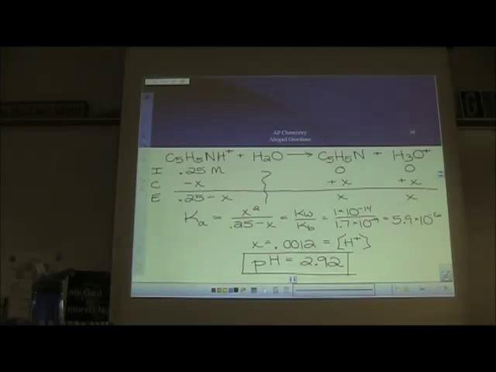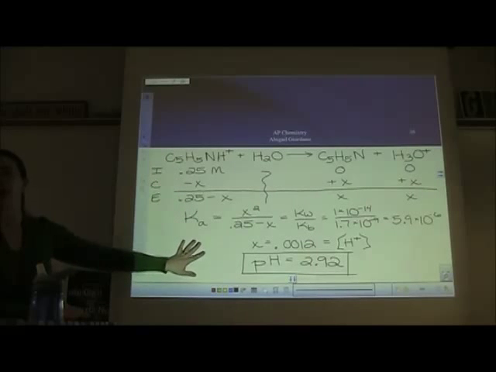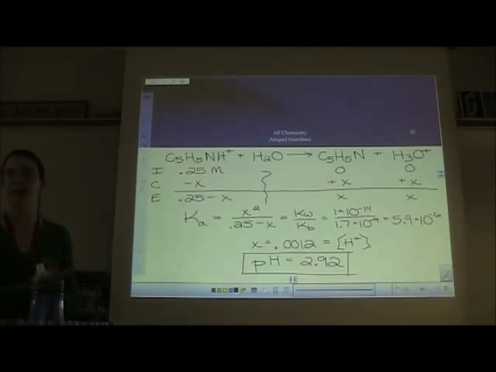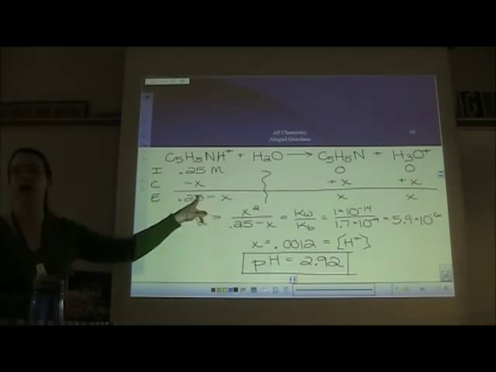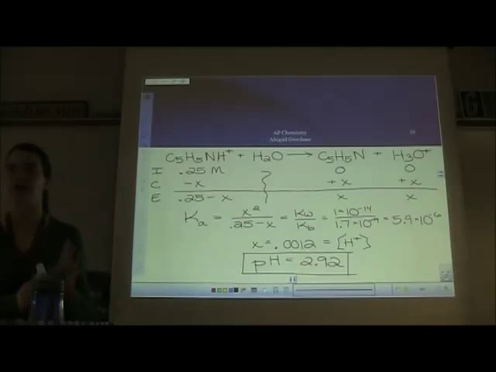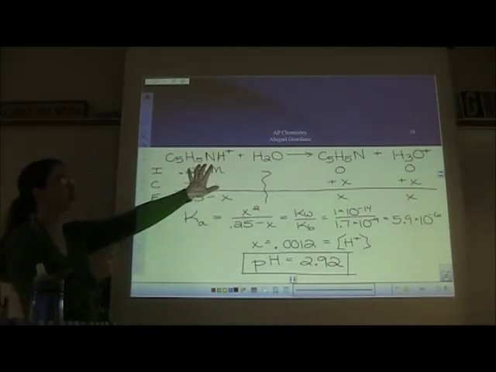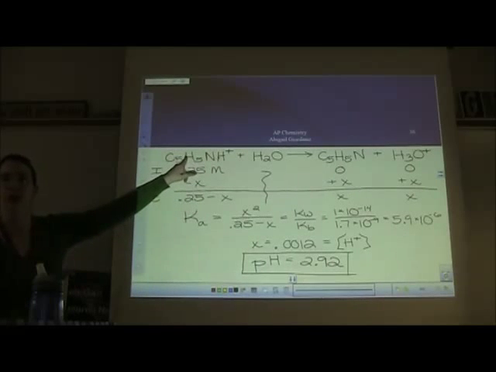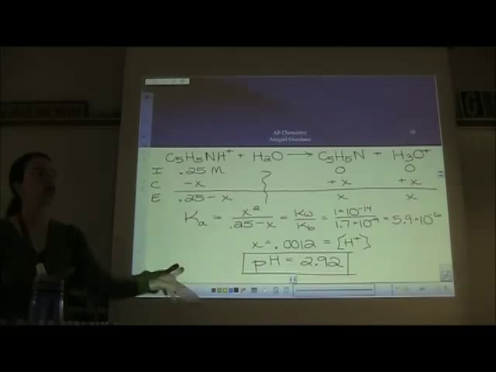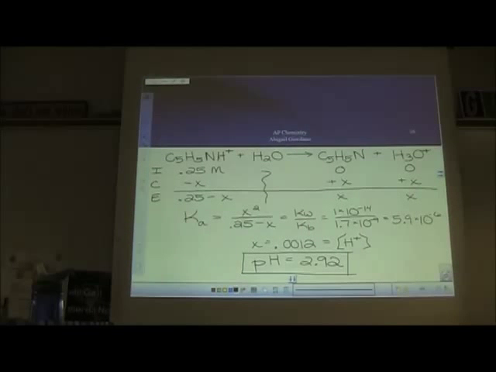All right? So, from now on, when you're doing any kind of problem involving an ice table, and you need to use an equilibrium constant, do not just blindly take whatever K value is given to you. Look back at your original reactant and ask yourself the question, what is this thing doing? Is it donating a hydrogen or accepting one? And then decide what kind of K value you should use. Okay?